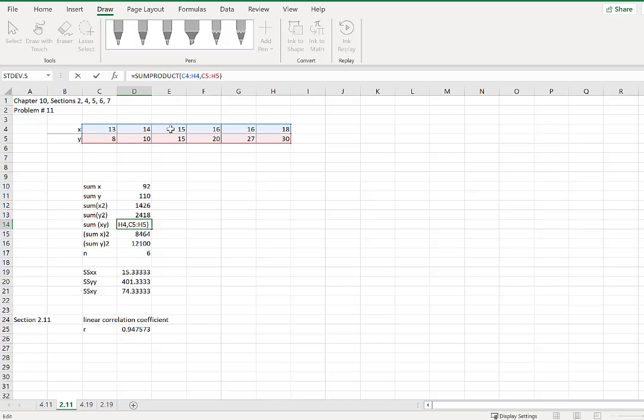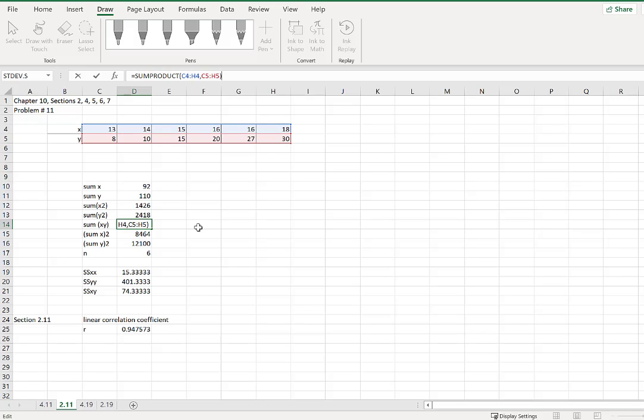I must have mentioned that wrong. Anyway, it's going to go column to column. So it's going to do column D4 times D5, then E4 times E5 plus F4 times F5, etc. That gets us that cross product, x times y, and sums all those up.